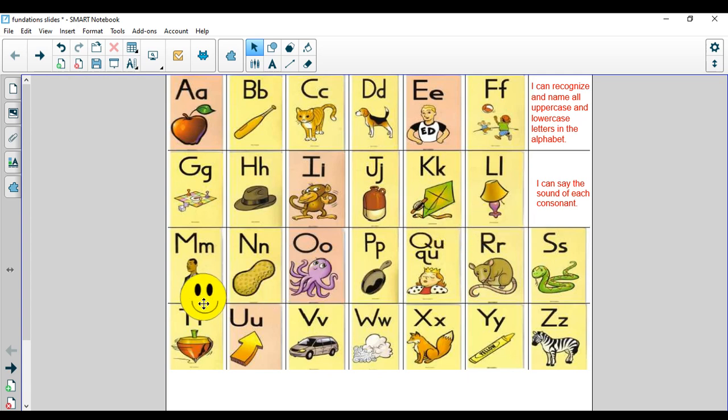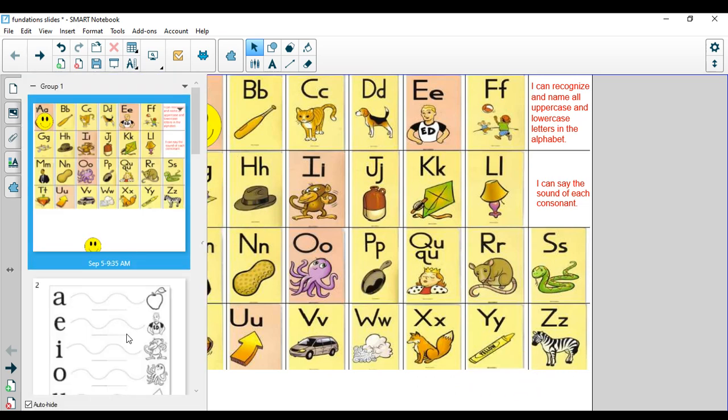M man, M. N nut, N. O octopus, A. P pan, P. Qu queen, Qu. R rat, R. S snakes, S. T top, T. U up, U. V van, V. W wind, W. X fox, X. Y yellow, Y. Z zebra, Z.